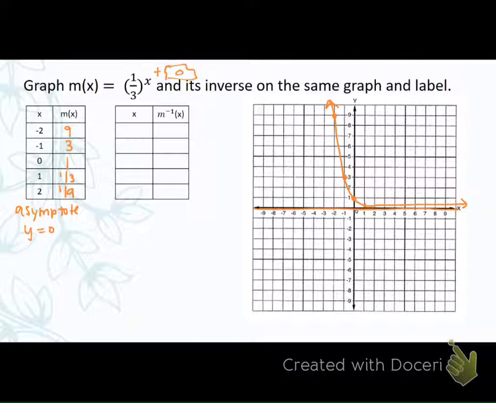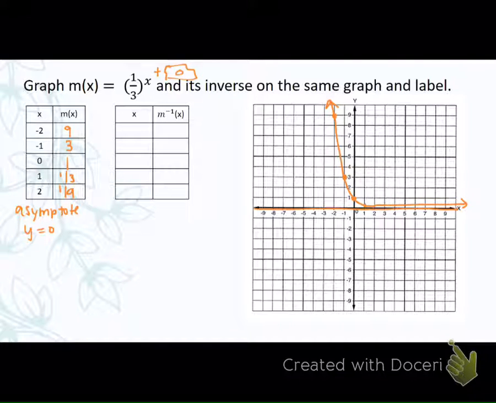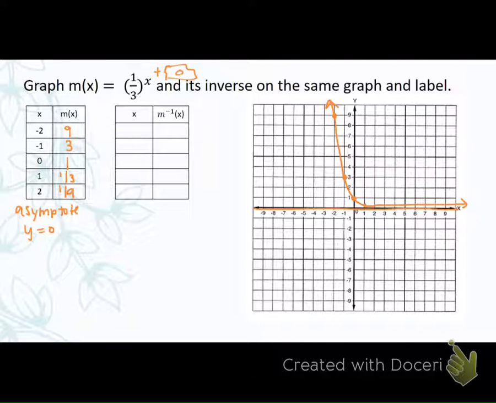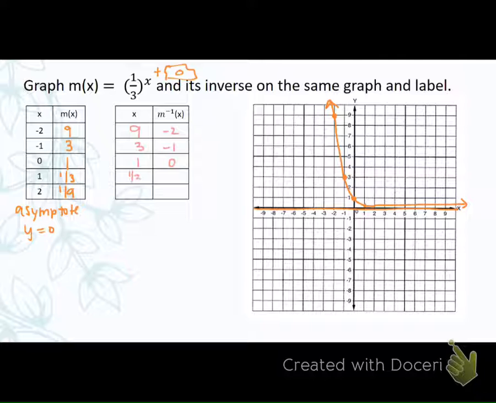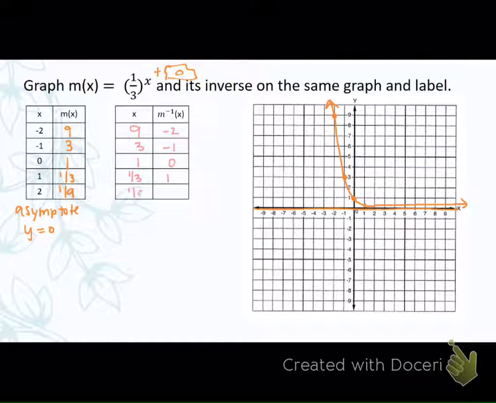So Lamar, what would my inverse table look like then? If it's -2, 9 here, what would this become? The signs don't switch, just switch x and y. So switch x with y. 9, okay, next one. 3, -1, okay, 1, 0, good. 1, 3, 1, and? 1, 9, 2.